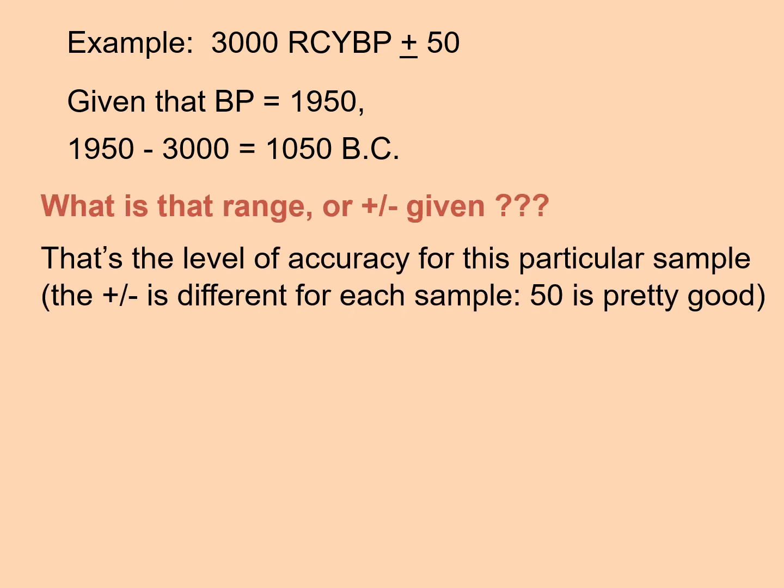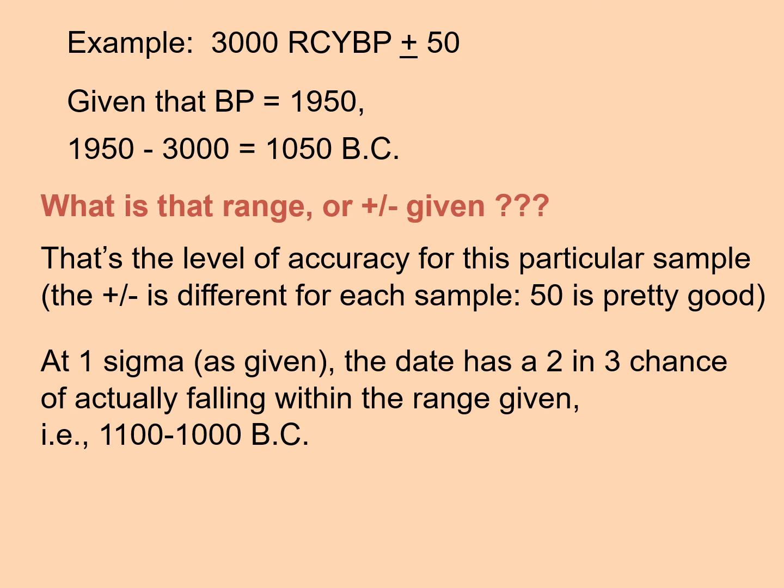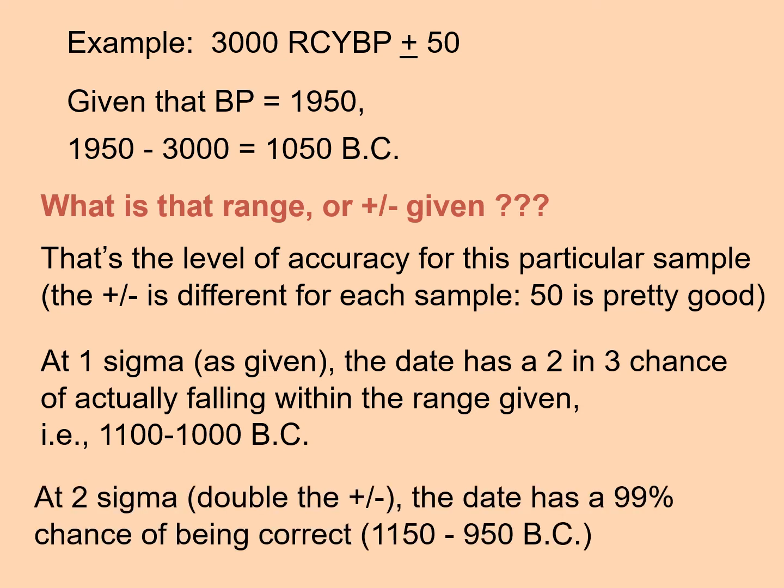And what's that plus or minus? Well, that's the level of accuracy for this particular sample, and 50 is pretty good. But a different sample will have a different plus or minus. At 1 sigma, which is the date given here, the date has a 2 in 3 chance of actually falling within the range. That is, that this dated between 1100 and 1000 BC. Now, if we double the plus or minus, the date has a 99% chance of being correct. That is, 1150 to 950 BC.